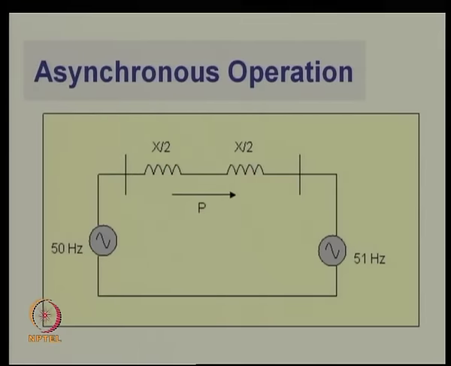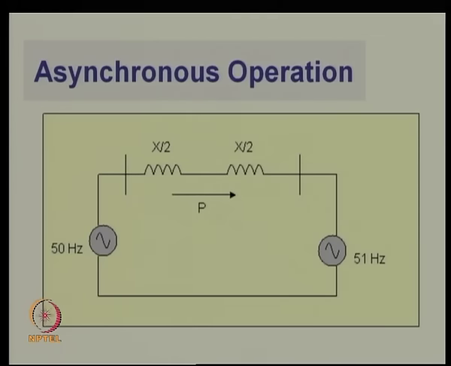Consider two synchronous machines, one operating at 50 hertz and the other operating at 51 hertz. The question is, what is the nature of power flow between the two generators? In fact, in this particular diagram, you have a synchronous motor and a synchronous generator. So, if one of the synchronous machines is operating at 50 hertz and the other at 51 hertz, what is going to be the nature of power flow and the voltages at certain points in the network?